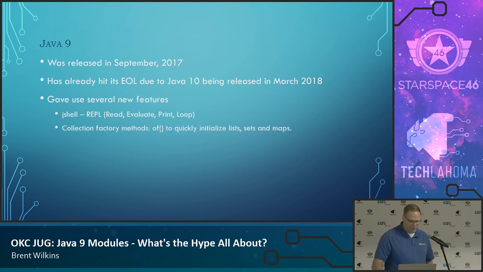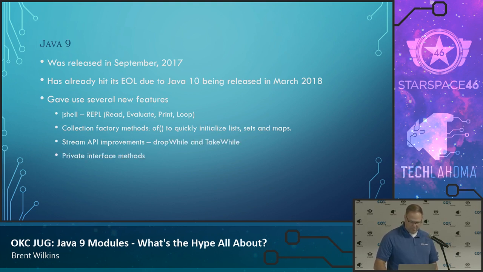The collection factory added new methods. I showed you the of method. It was on an IntStream. The of is also on lists, sets, maps, streams. All have the new of method. There were stream API improvements. Oh, there it is. dropWhile and takeWhile, some new commands that you can do. We won't get into that. Like I said, that could be for another talk.